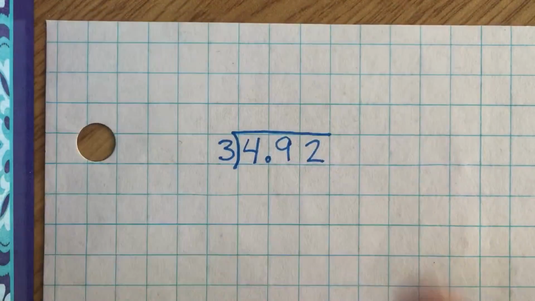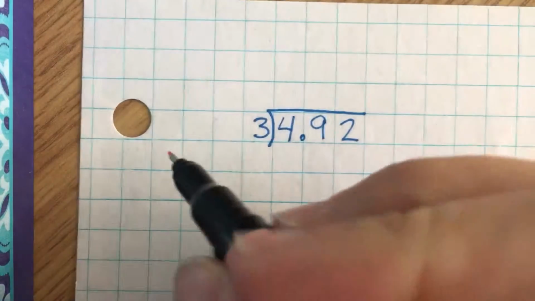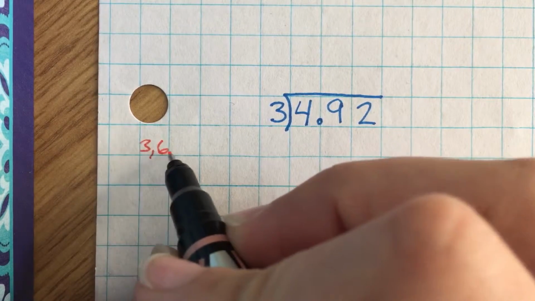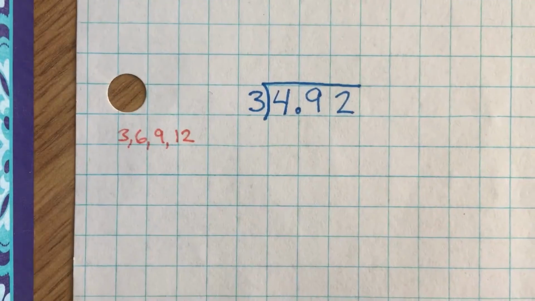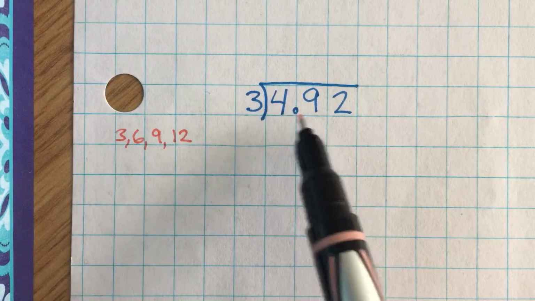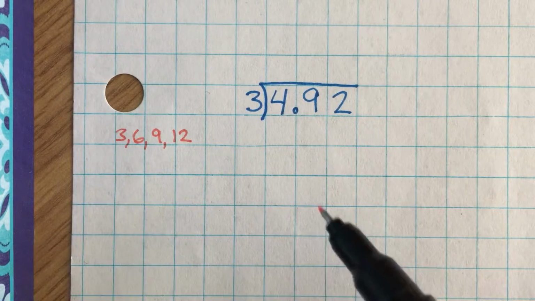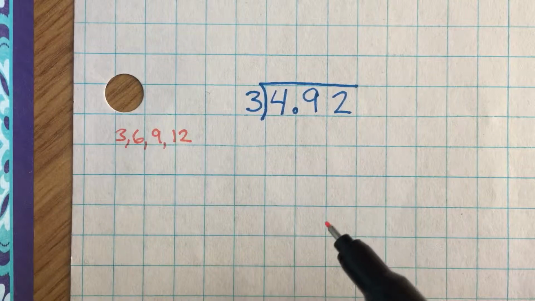So if we're looking at this number, we want to think of our 3 times tables. We could even write out our 3 times tables if we have some trouble with our multiplication. So 3, 6, 9. So writing out our multiples of 3, and then looking at which of those numbers is closest to 4 and 92 hundredths. So here I would say, maybe I feel like this is a little bit closer to 6. 6 would be easy to work with.